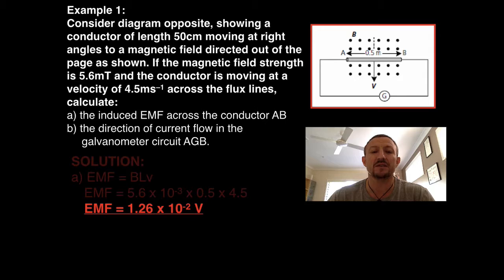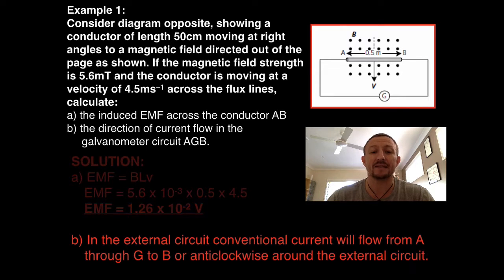So the second question asks us to determine the direction of the current flow in the galvanometer circuit, A going through the galvanometer all the way through to B. So basically in this case we know that our current is going to be flowing from positive to negative. So the conventional current will flow from A through G all the way through to B, or anti-clockwise around the external circuit.